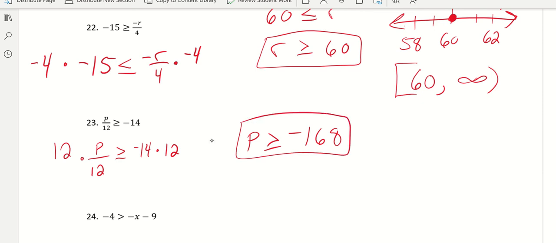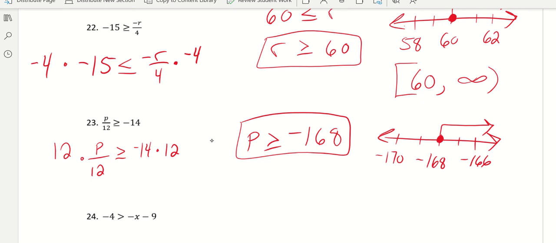Let's put this on a graph. Negative 168, negative 167, negative 166, negative 169, negative 170. Okay, open or closed circle at negative 168? Closed circle at negative 168. P is greater than or equal to, so we shade to the right. Greater than or equal to negative 168.